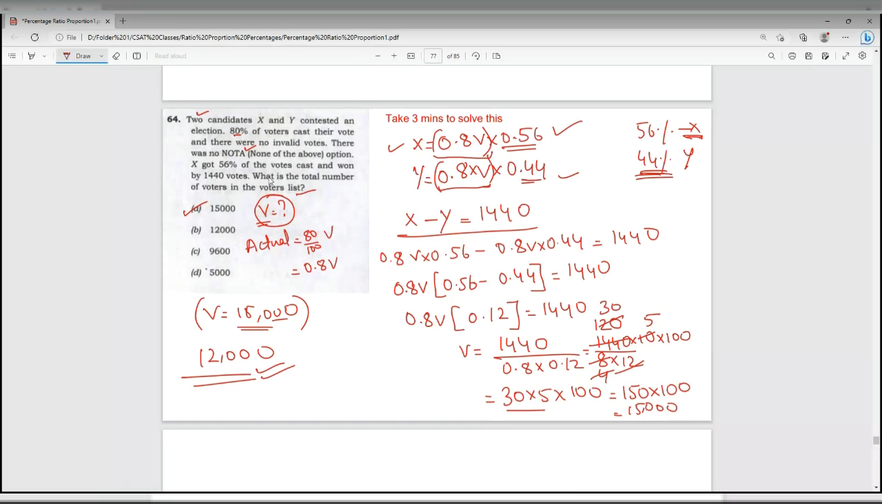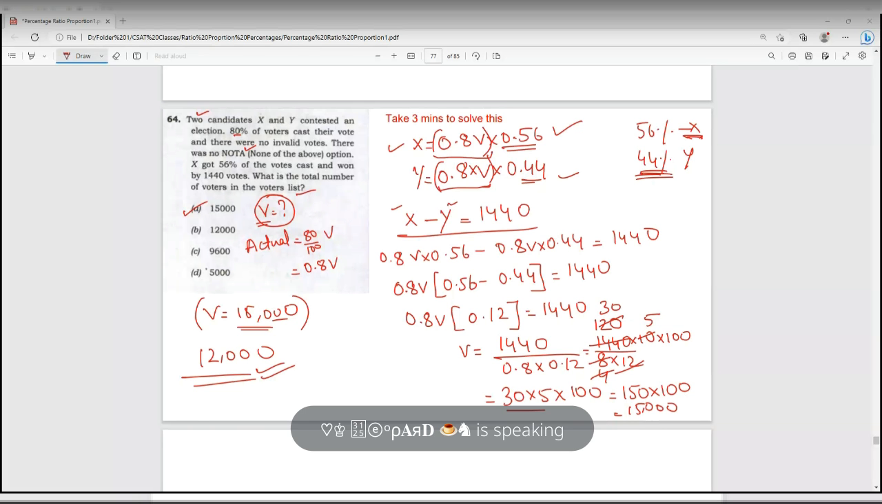And the difference between X and Y was 1440. X got 56% of the vote and won the election by 1440 votes. So X would have got certain votes, Y would have got certain votes. Because X has garnered more votes, X minus Y is 1440. And then we have substituted X and Y here. Dipti, I hope you cleared your doubt. If you have any question, please ask.